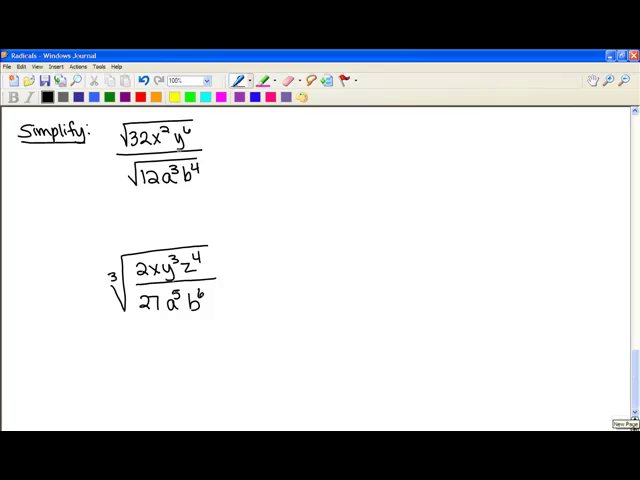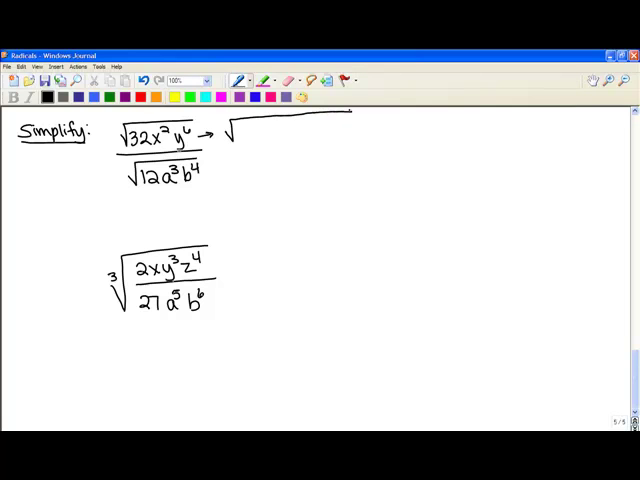Finally, we have 2 more problems we'll look at. These problems involve simplifying these fractions with square roots. So looking at the first, let's focus on the numerator and break down 32 into a perfect square.